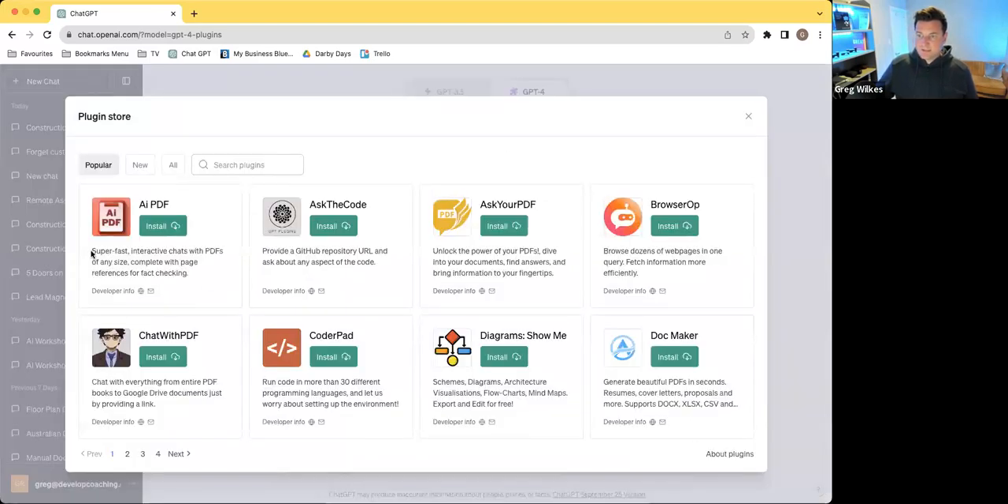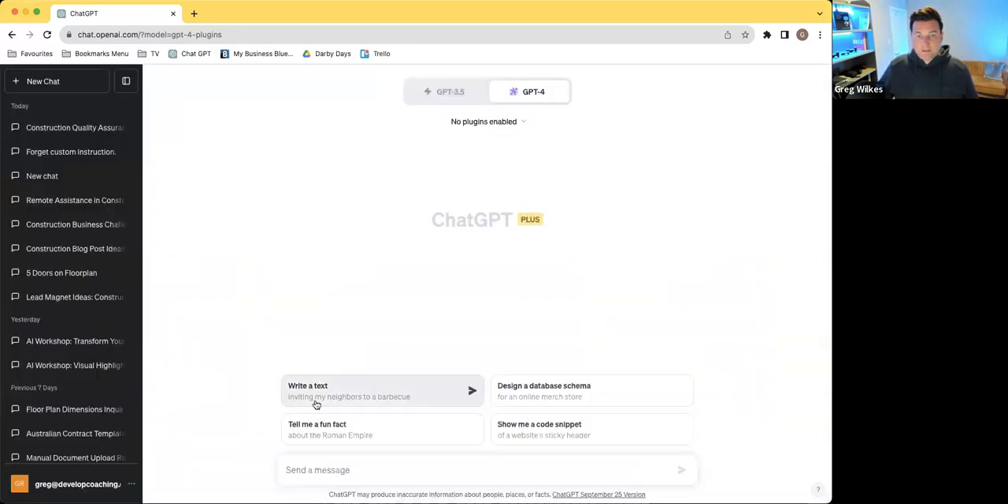There's one here, just that first one, AI PDF. What it does is interact with a PDF and reference it. So you could use one like that, or Ask Your PDF. All of these are pretty good. It's going to go and look at that PDF and understand how you write and how you communicate, and then it will write in your style.